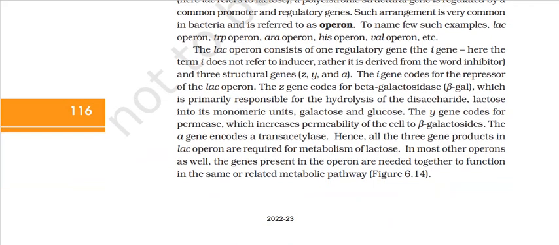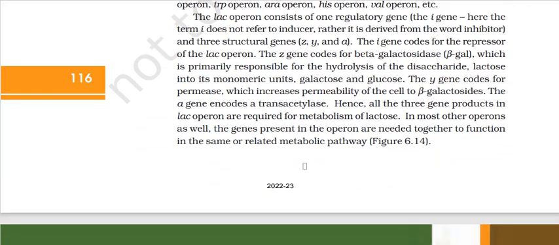The lac operon consists of one regulatory gene, the I gene. Here the term I does not refer to inducer, rather it is derived from the word inhibitor. So, and you have three structural genes, Z, Y and A. हमारे तीन structural genes है, और एक regulatory gene है जिसको हम I gene बोलते हैं. I का मतलब यहाँ पे inhibitor है. The I gene, ये क्या है basically? This is a regulatory gene. It will code for the repressor of the lac operon. ठीक है, क्योंकि इनहिबिट कर रहा है.